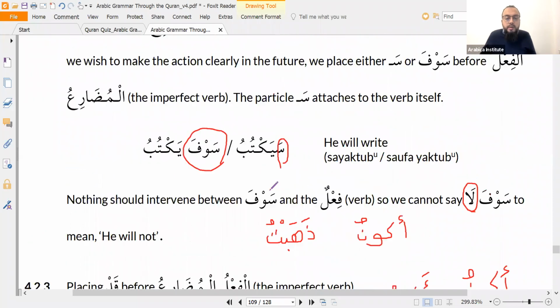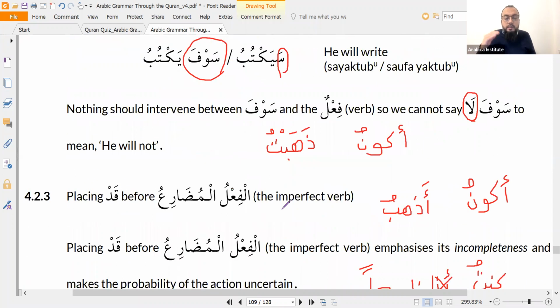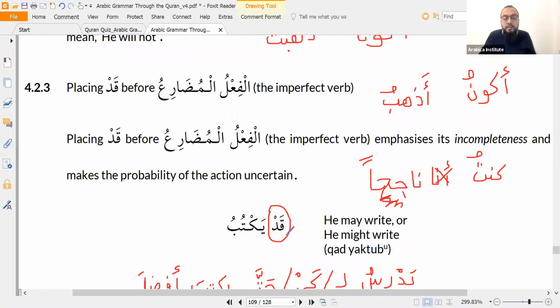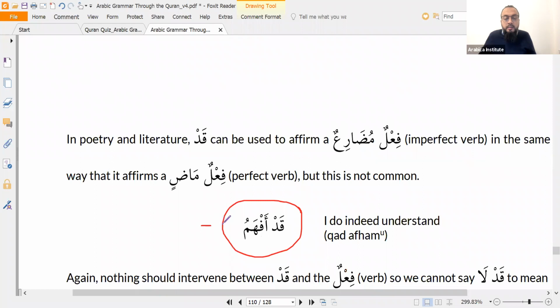So let me go back. In the perfect section that I explained above, qad emphasizes the perfect verb and makes it mean "indeed." With the imperfect verb, it has the opposite meaning. Qad yaktubu means not "he is indeed writing"; it means "he might write." This is ordinary speech, not poetry. The only reason I put this in is beware: sometimes you get the opposite in poetry, where qad with an imperfect verb means not "he might write," but "he is indeed writing," or "I am indeed understanding."